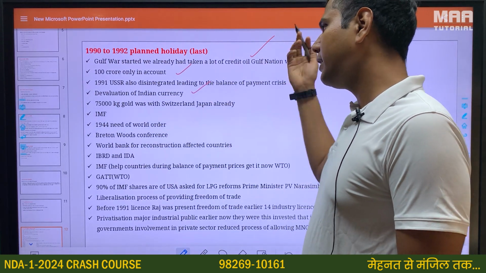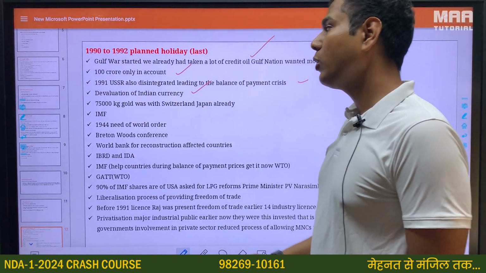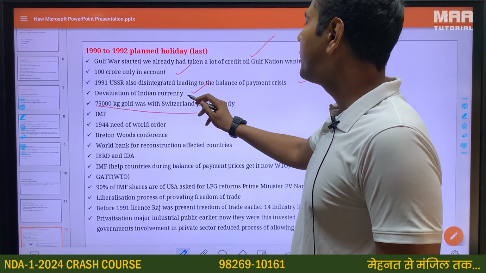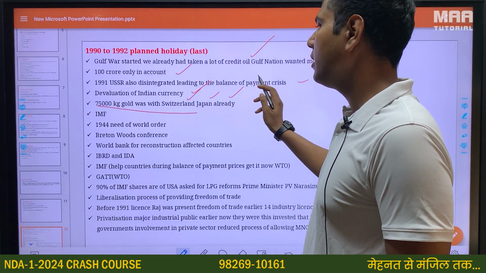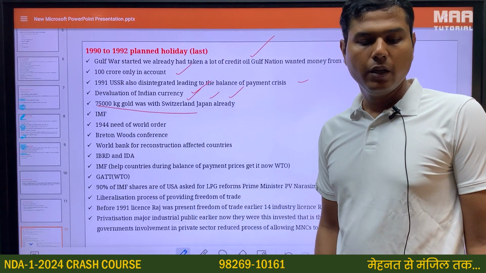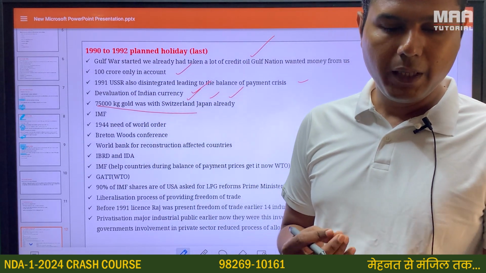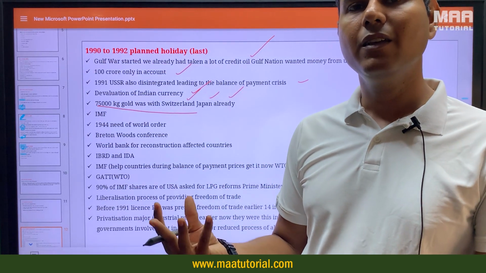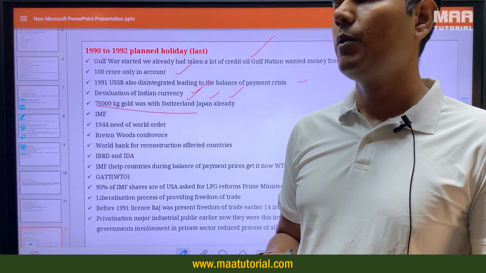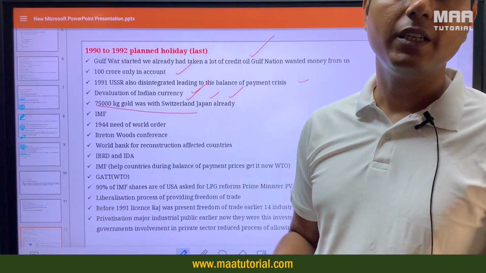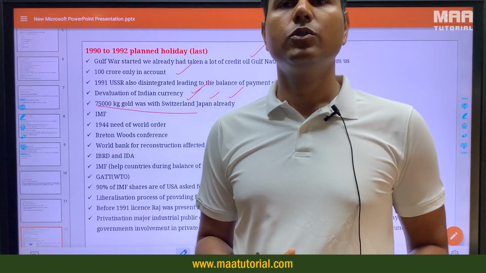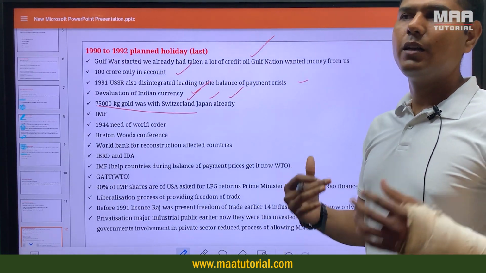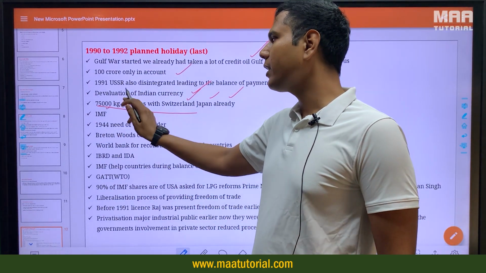Devaluation of Indian currency had already started. We have kept a lot of gold with certain other countries. 75,000 kg of gold was present with Switzerland, Japan, and other countries. The idea was that we kept this gold with other countries in order to have some dollars in exchange of it, so that we can run our economy effectively. And already we were under a lot of pressure because we had taken this step.